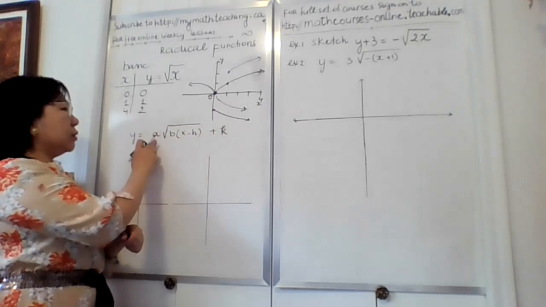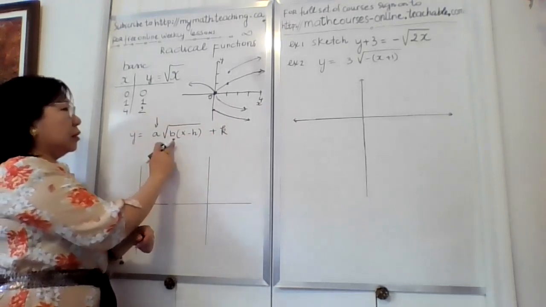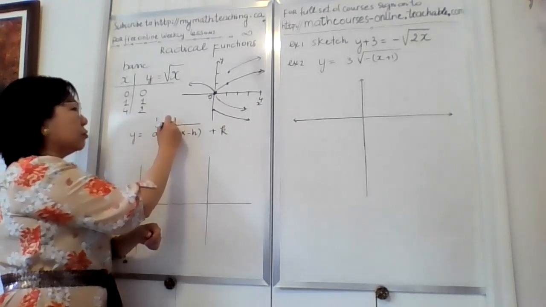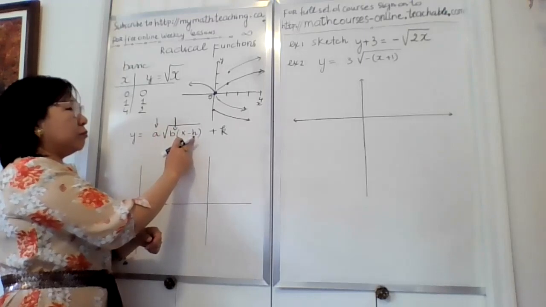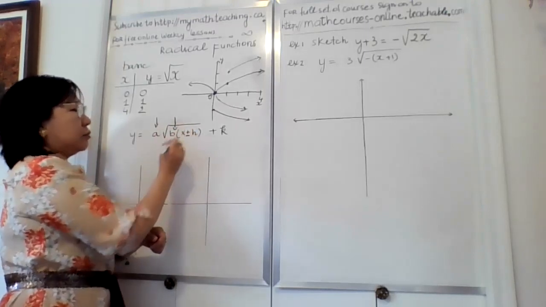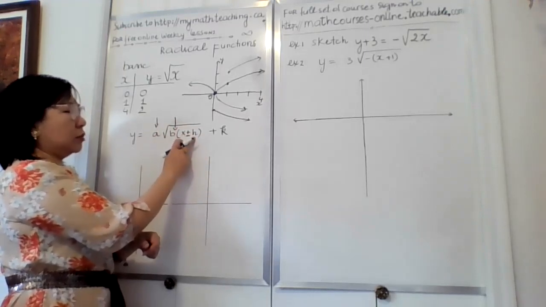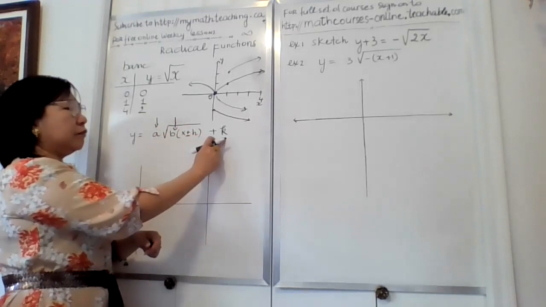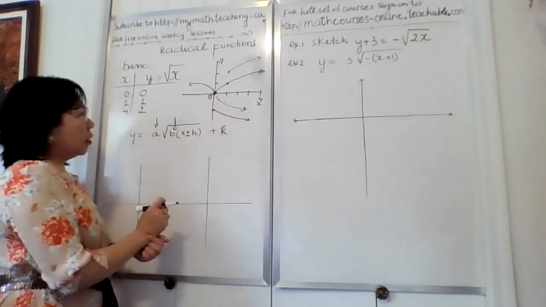So we know that this is the vertical stretch or compress. This is the horizontal stretch or compress by letter B. And move left, move right. So I should have plus and minus as well, right? Depending on whether we move left or right for the horizontal shift, and the vertical shift up or down by letter K.